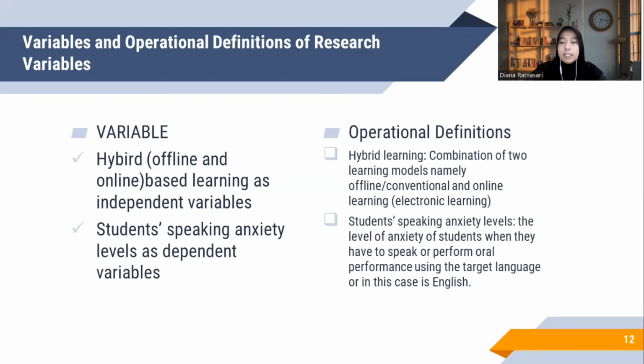So this hybrid learning is a combination in the class that uses offline and online learning at the same time or in the same semester. So that's called hybrid learning, face-to-face learning or virtual learning, to make it simple. And then student anxiety level is the level of anxiety of students when they have to speak or perform oral performance using the target language, in this case English. That's all about the presentation of this.